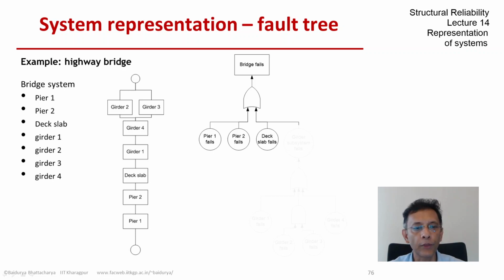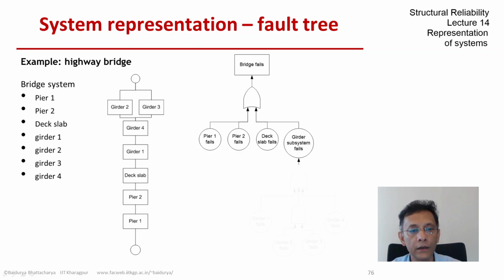Now, it's convenient for our understanding to create a new subsystem, and let's call that the girder subsystem. So if the girder subsystem fails, then the bridge system fails. So that's another feed into the OR gate, but there are interesting details there. From what we decided, if the end girders fail, any one of them, which is girder 1 or girder 4, then the whole system fails, and that in turn causes the bridge system to fail.